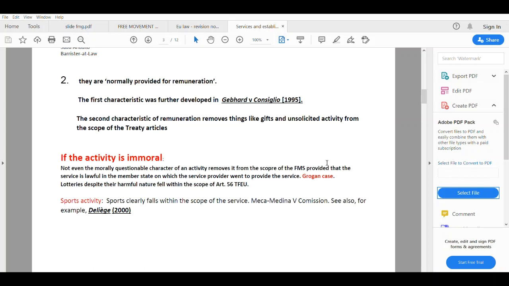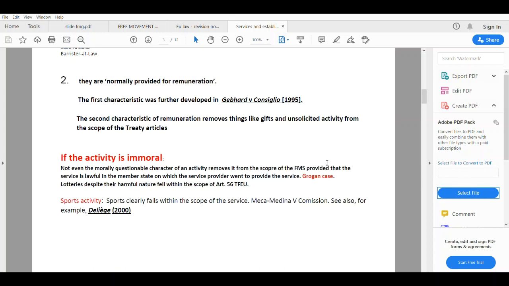We will now consider whether sports activity can be termed as a service. In Meca-Medina versus Commission, it was said that sport clearly falls within the scope of service. For this, we should as well consider the case of Bosman, where it was said that sports activity like football clearly falls within the definition provided in Article 57 of the TFEU and can be considered as services.